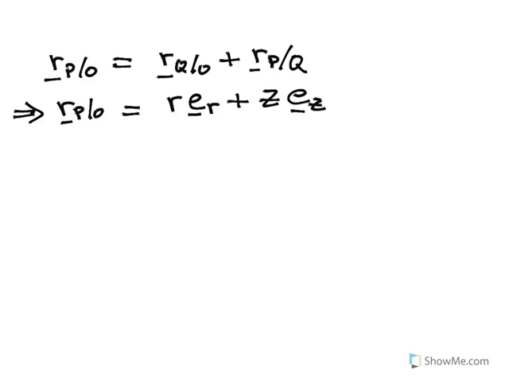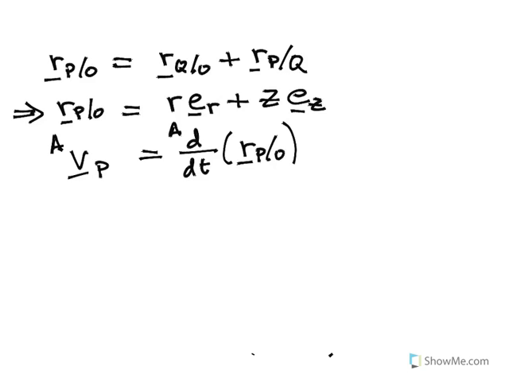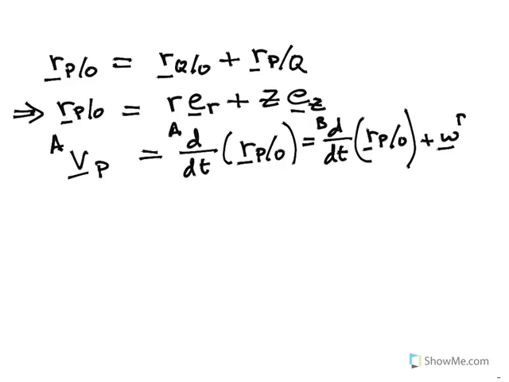Now, because ER, E theta, EZ is not fixed in reference frame A, I still want the velocity of P relative to O in A. But now I'm going to use this basis that's fixed in frame B. So this is the rate of change in frame A of the position of P relative to O. But because the basis is no longer fixed in frame A, it's fixed in frame B, I'm going to apply the transport theorem. It's going to be the rate of change of this vector in frame B plus the angular velocity of B in A crossed with the vector.